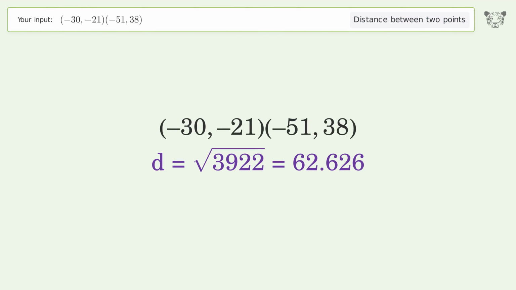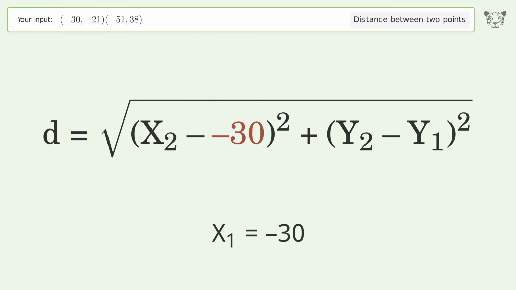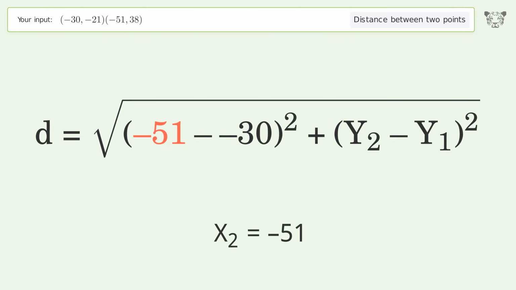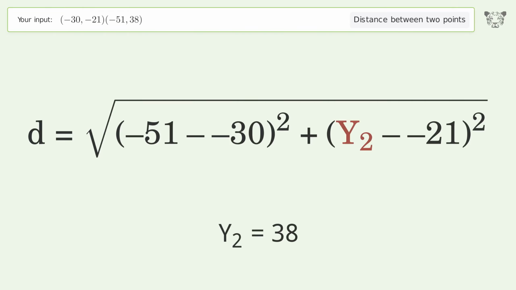x1 equals -30. x2 equals -51. y1 equals -21. y2 equals 38.